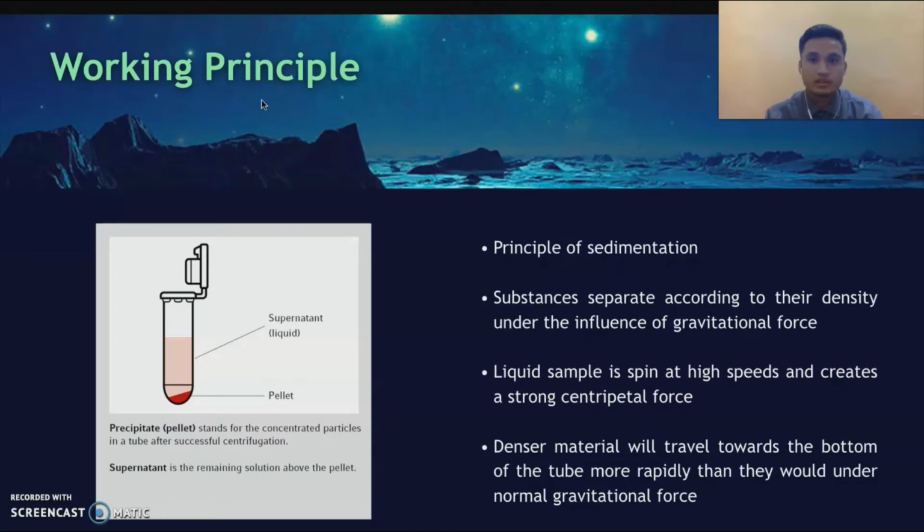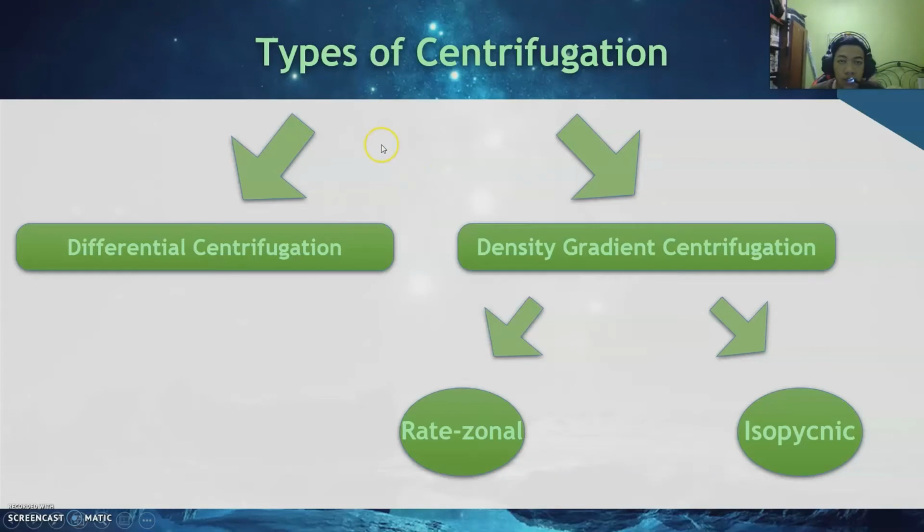The working principle of centrifugation follows the principle of sedimentation, where substances separate according to their density under the influence of gravitational force. The sample is spun at high speeds and this creates a strong centripetal force. Then, the denser material will travel towards the bottom of the tube more rapidly than it would under normal gravitational force. There are two types of centrifugation.